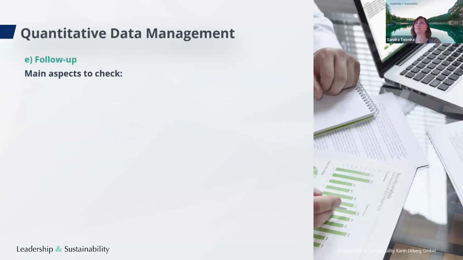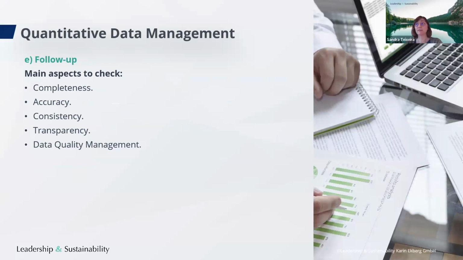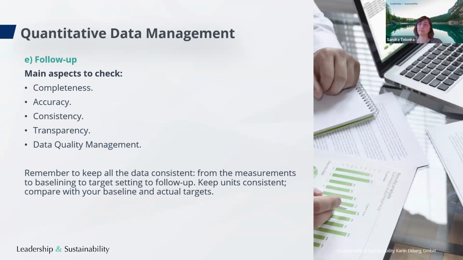And follow up, the main aspects to be checked are the completeness, the accuracy, the consistency, the transparency, the data quality management, and also remember to keep all data consistent from the measurements to the baselining, to target setting and to follow up. Keep the units consistent, compare your baseline and the actual targets.